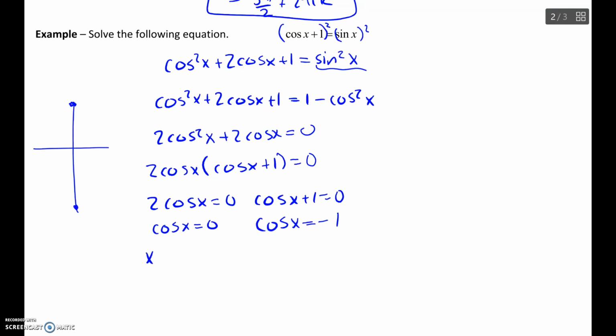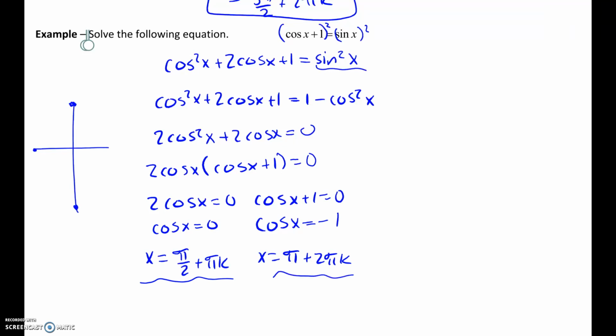So your cosine is 0 right here and right here, right? So x equals pi over 2 plus pi k. And then your cosine is negative 1 right here, so x equals pi plus 2 pi k. Now, those are the answers that I got, but to solve this equation, I squared both sides. So if you square both sides of an equation, that could introduce extraneous solutions. Remember those?